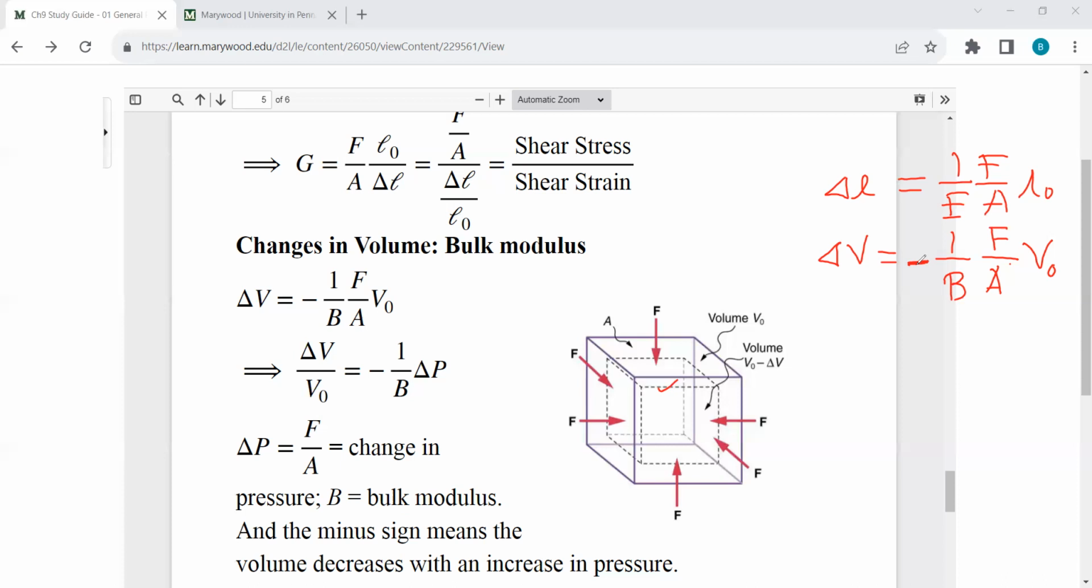But here when we deal with a liquid, we do not use F over A. F over A is basically the change in pressure, delta P. So instead of this equation, we write something like this: delta V equals minus 1 over B delta P V0. Or we can simplify this a little bit by writing this equation as this.